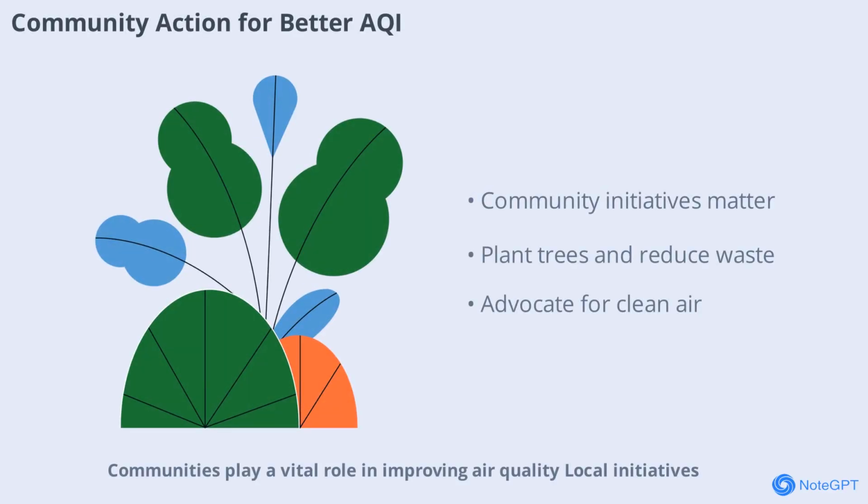Communities play a vital role in improving air quality. Local initiatives such as planting trees, promoting public transportation, and reducing waste can make a big difference. Community members can also advocate for stronger environmental policies and participate in air quality monitoring programs. By working together, communities can help lower AQI levels and create healthier environments for everyone.